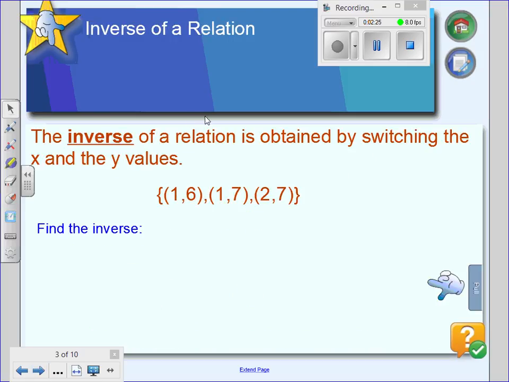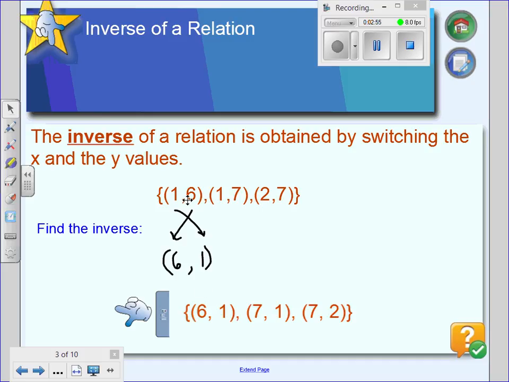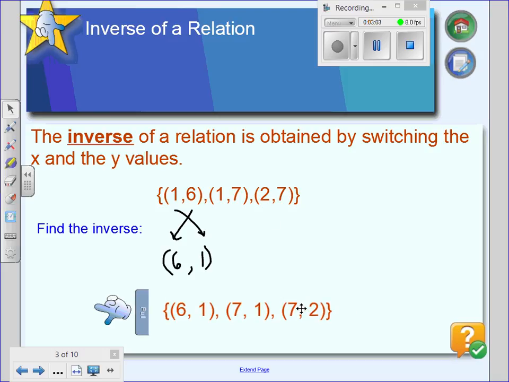The inverse of a relation, this might be a new vocabulary word, can be found by switching the x and y values. If this is our relation, then I could find the inverse by, in a sense, flipping the y and the x values with each other. Whatever was my y is now my x, and whatever was my x now becomes my y. Doing that for each point would give me the inverse of this relation as (6, 1), (7, 1), and (7, 2). So flipping the x and y values each time.